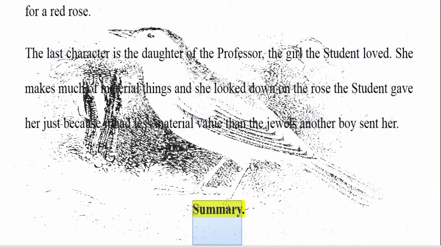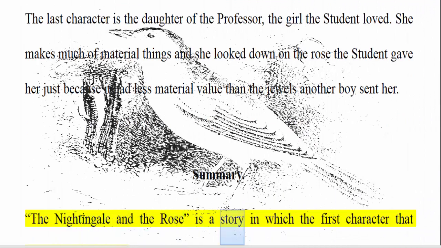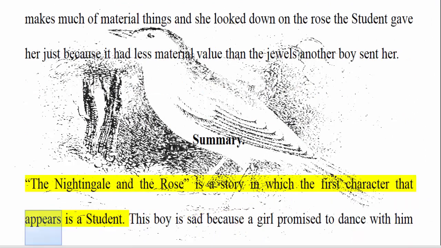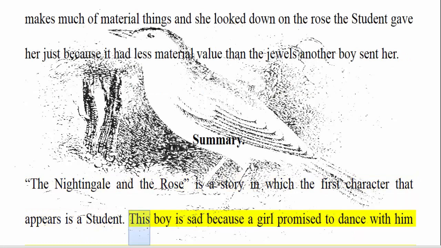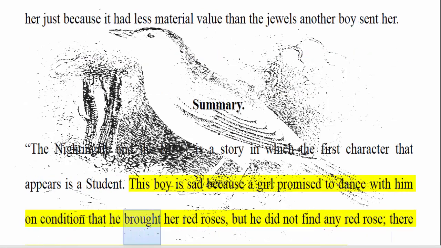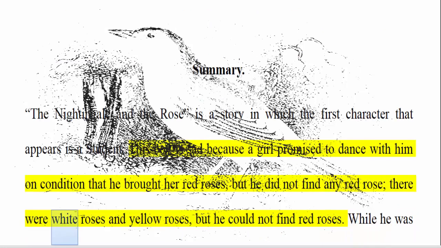Summary. The Nightingale and the Rose is a story in which the first character that appears is a student. This boy is sad because a girl promised to dance with him on condition that he brought her red roses, but he did not find any red rose. There were white roses and yellow roses, but he could not find red roses.